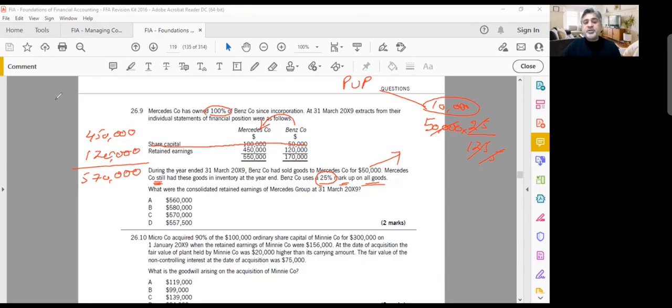Just like in our previous question, we were doing 35 plus 20. So that was 55. But then what happened? We subtracted 2. That made us 53. So same thing we'll do here. My total profit is 570,000, the individual total of 2 companies. But inside of that, there is some unrealized intra-group profit. Subtract that, and the answer is 560,000. That's all.